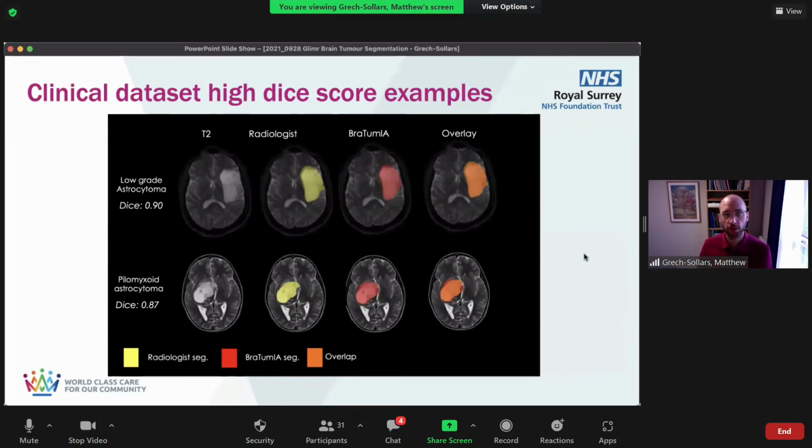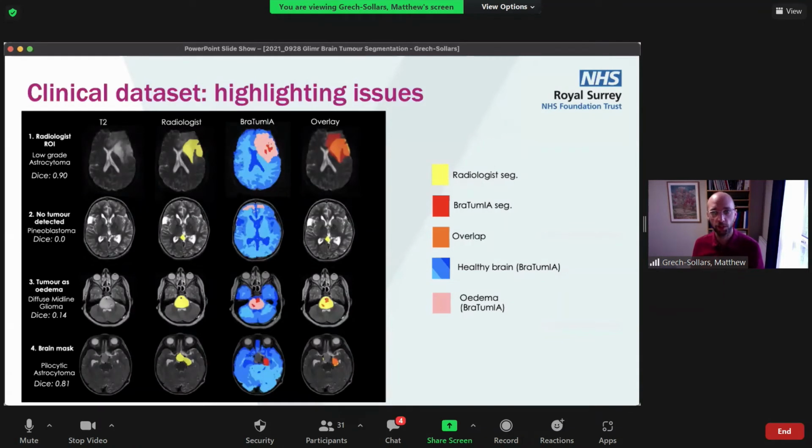But I think there's a lot more to learn from looking at the ones which have issues. I'm going to go into 4 different problems that we identified. The first goes back to the ground truth. This is an adult tumor. You see the segmentation in yellow and Bratumia's in pink. If you look at the red component on the right on the overlay, quite a big chunk is being missed in the radiologist segmentation compared to Bratumia.